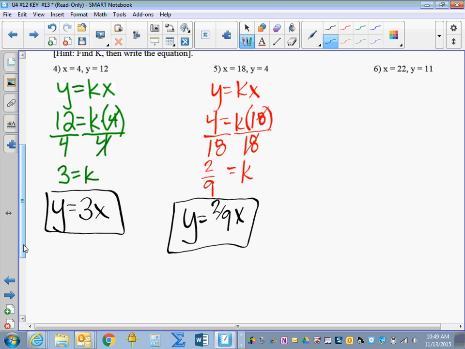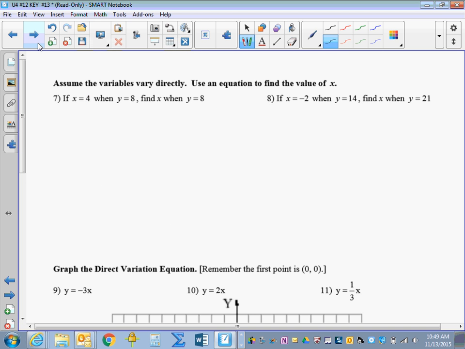Alright, we're gonna move on to the next problem on the back. You gotta stick with it. Alright, it says assume the variables vary directly. Again, we see varies directly. What's my equation when it varies directly? Good. Y equals k times x. I must start with that equation when it varies directly.